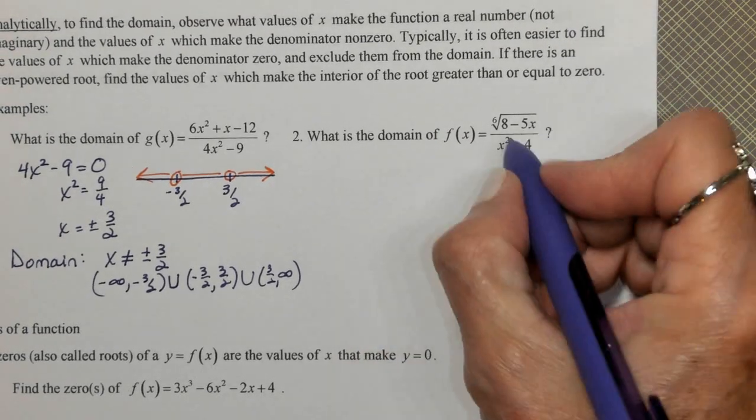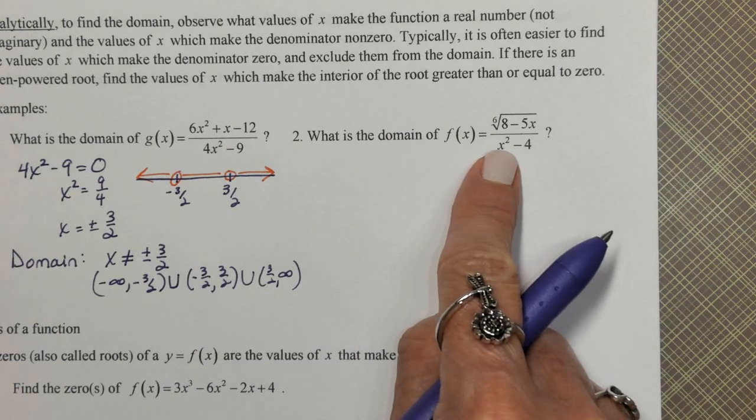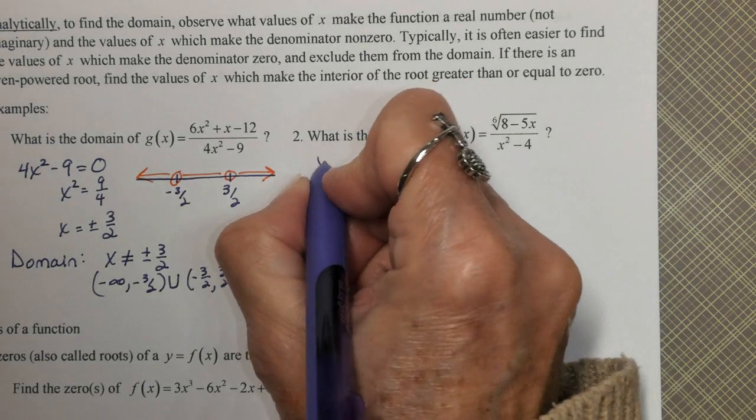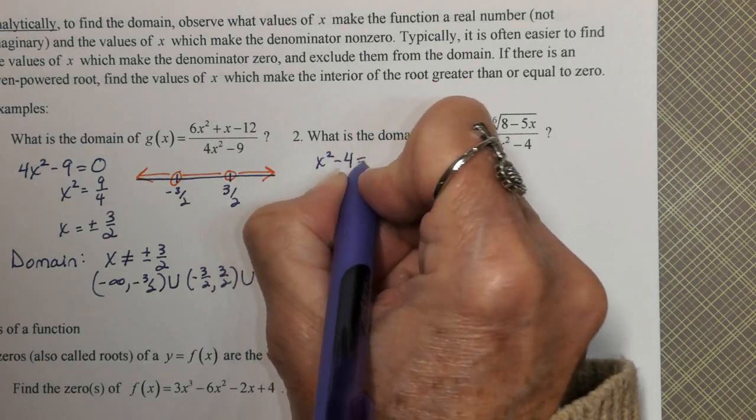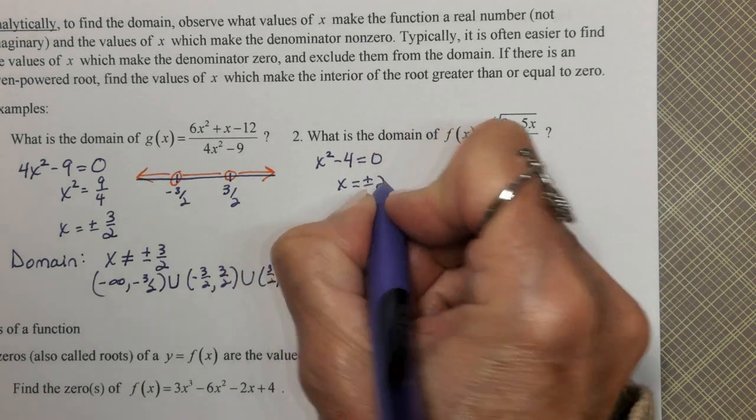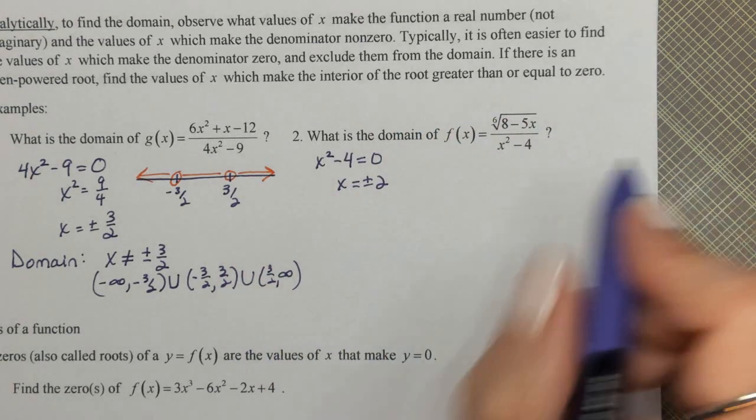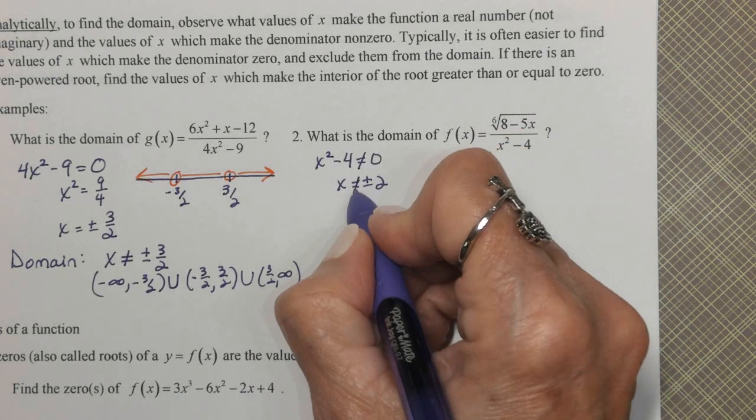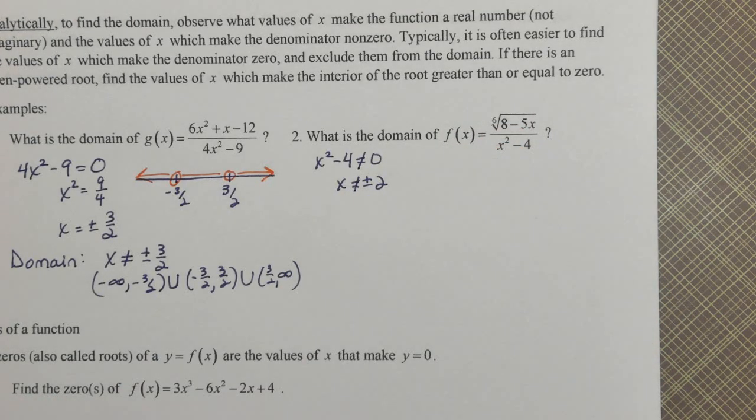Well, the first thing I'm going to do is exactly what I did over here. I'm going to see what values of x make that denominator 0, because I know I must exclude those. X squared minus 4 is 0. That would make x plus or minus 2. So I know that the denominator cannot be 0. So x cannot be plus or minus 2. Okay?